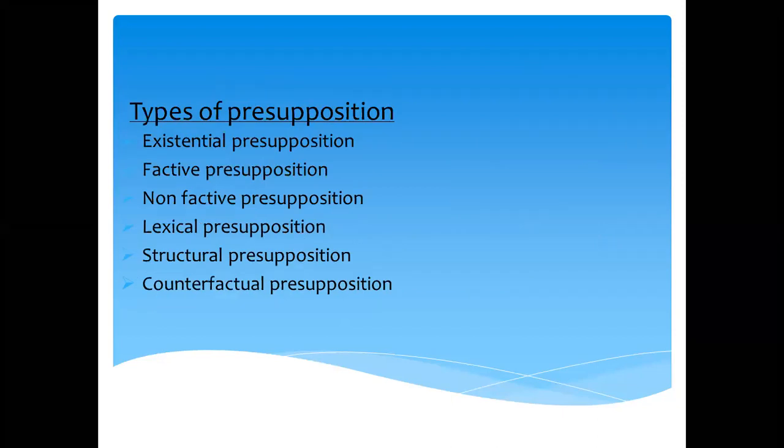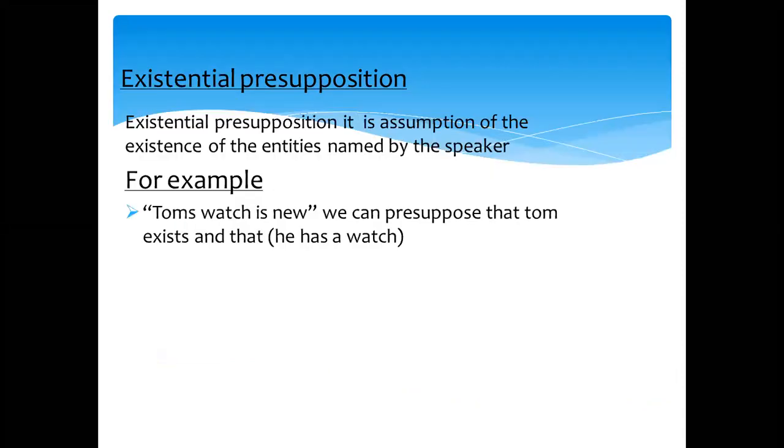Types of presupposition: existential, factive, non-factive, lexical, structural, and counterfactual. Existential presupposition is the assumption of the existence of the entity named by the speaker. For example, Tom's watch is new. We can presuppose that Tom exists and that he has a watch. So next.